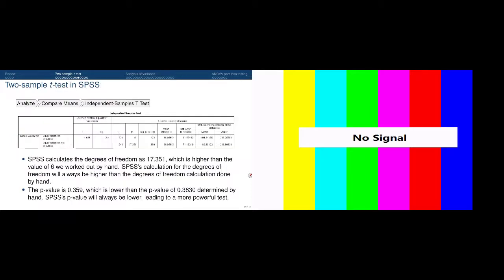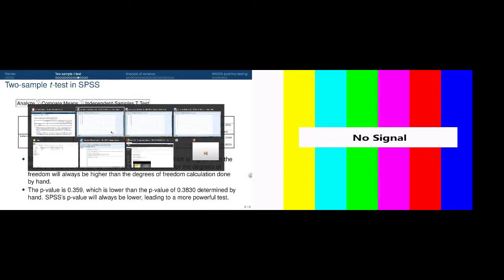All right, so in SPSS, in order to do the one-sample t-test, we go Analyze, Compare Means. I've actually got the data set here. So if we go Analyze, Compare Means, Independent Samples T-Test, and then we come to another screen.